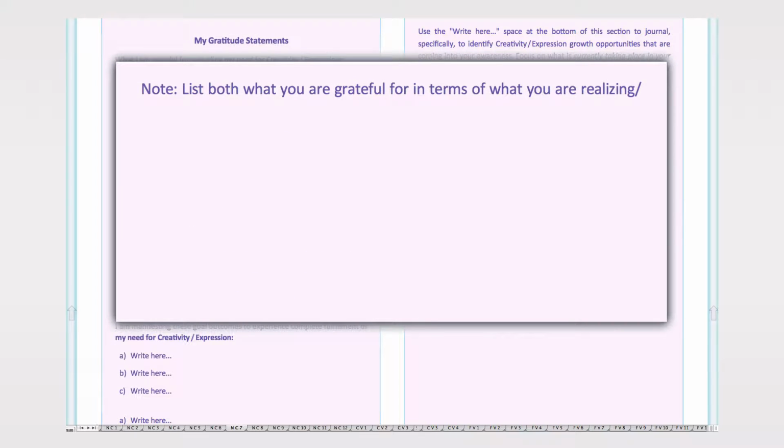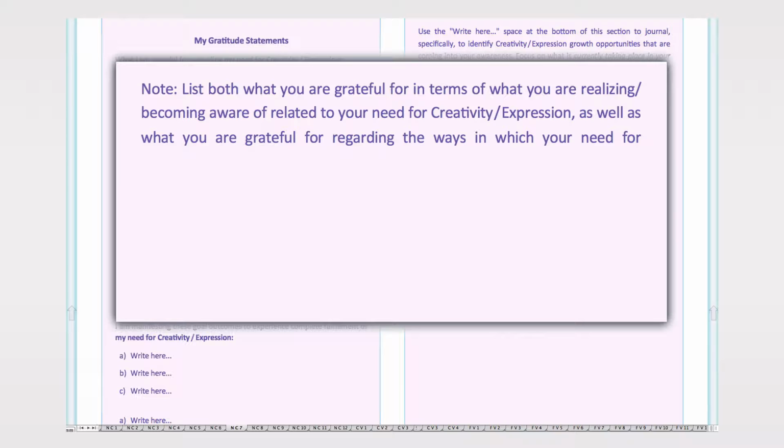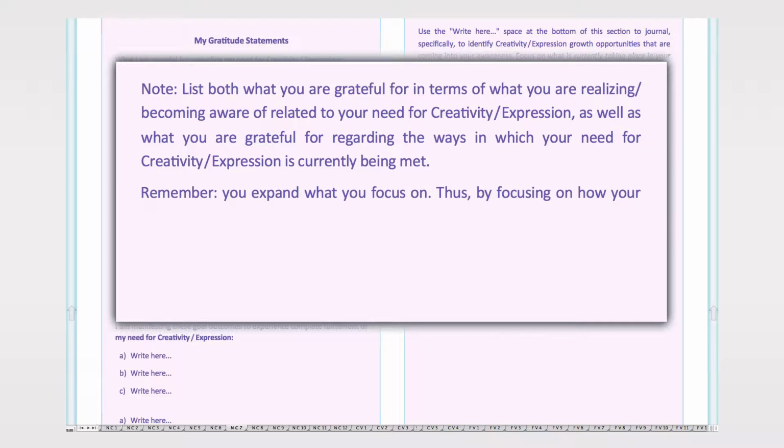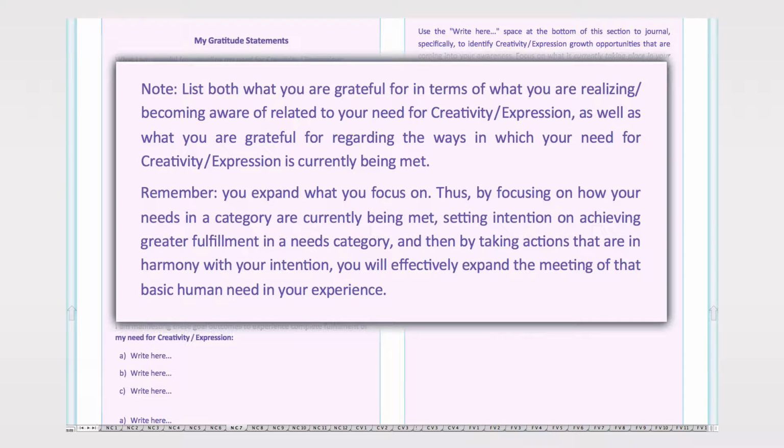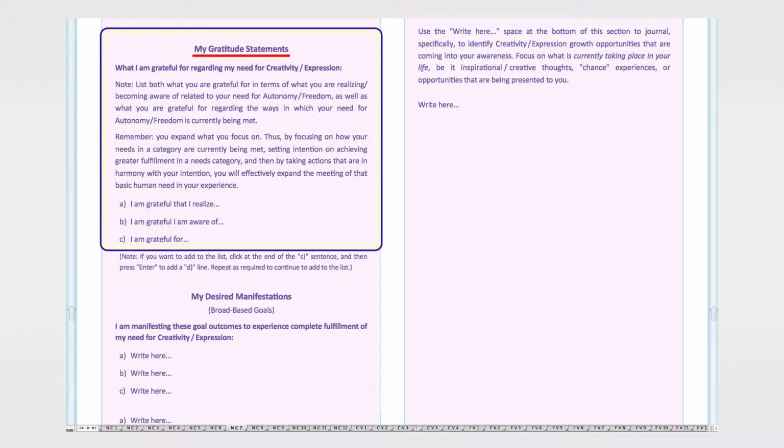List both what you are grateful for in terms of what you are realizing, becoming aware of, related to your need for creativity expression, as well as what you are grateful for regarding the ways in which your need for creativity expression is currently being met. Remember, you expand what you focus on. Thus, by focusing on how your needs in a category are currently being met, setting intention on achieving greater fulfillment in a needs category, and then by taking actions that are in harmony with your intention, you will effectively expand the meeting of that basic human need in your experience. What I have just read contains truly transformational thought processes.